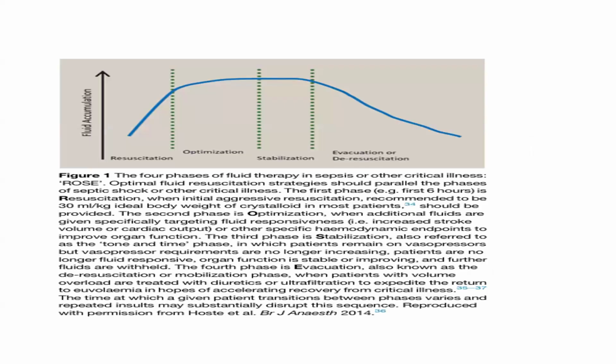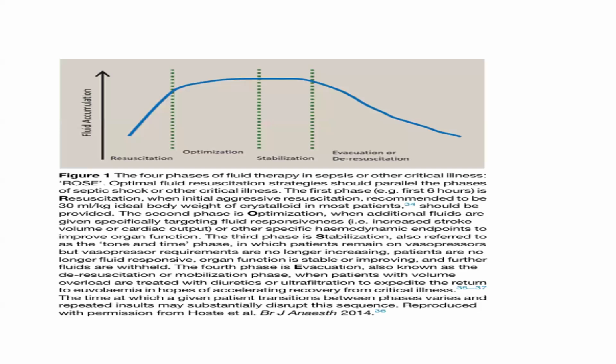So there are four phases of fluid therapy in sepsis or other critical illness. That is the ROSE strategy. The optimal fluid resuscitation should parallel the phases of septic shock. The first phase, that is the first 6 hours, is resuscitation, when initial aggressive resuscitation is recommended: 30 ml per kg of ideal body weight of crystalloid should be provided.